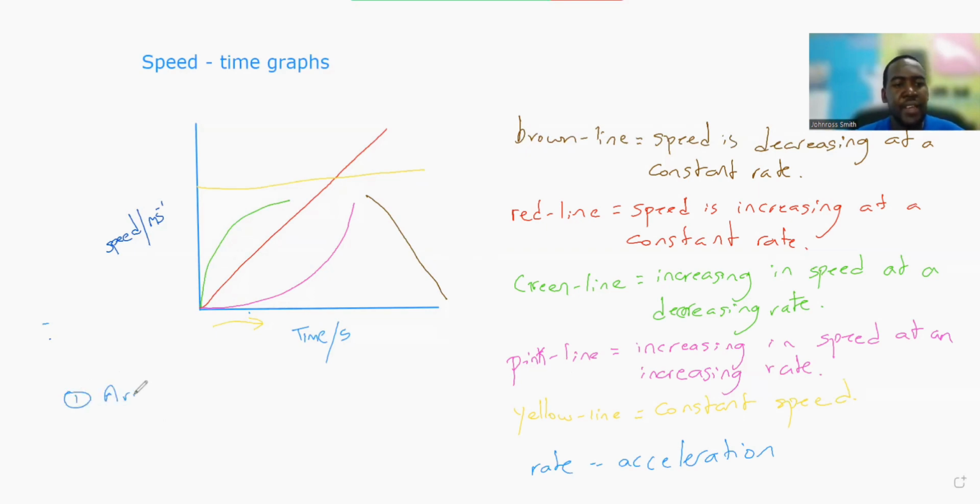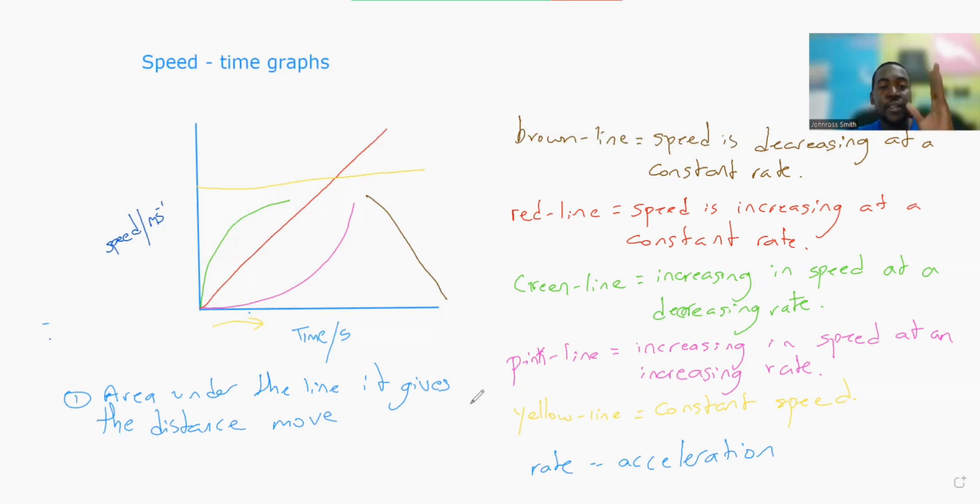That if we find the area under the lines, it gives the distance that was moved. So therefore, if we isolate any of these lines and we find the area under the line itself, we get the distance that was moved. And also, if we find the gradient of the line, then we get the acceleration of the object.